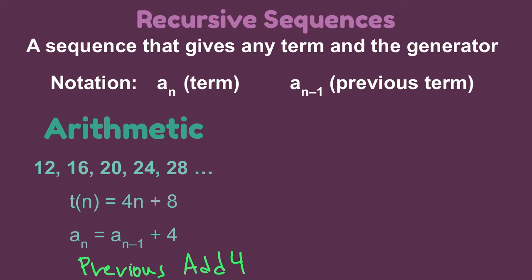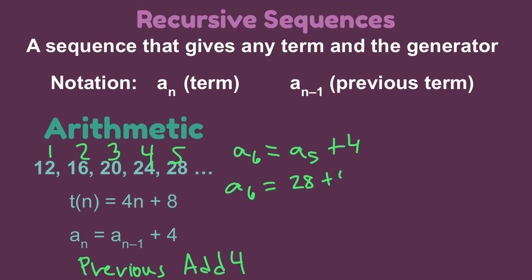For example, this is term 1, term 2, term 3, term 4, and term 5. If I wanted to figure out what a of 6 is, I would need to take what a of 5 was, so a sub n minus 1, 6 minus 1 is 5, so I would take my a sub 5 and I would add 4. Specifically for this one, that would mean that I would do 28 plus 4, which would give me 32. So 32 would be the next number in this sequence.